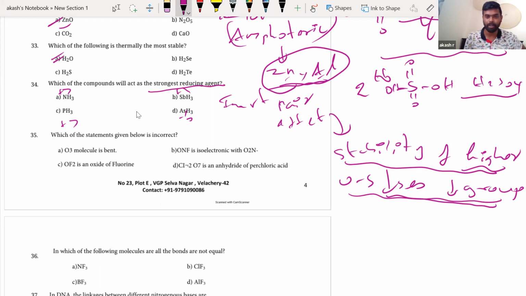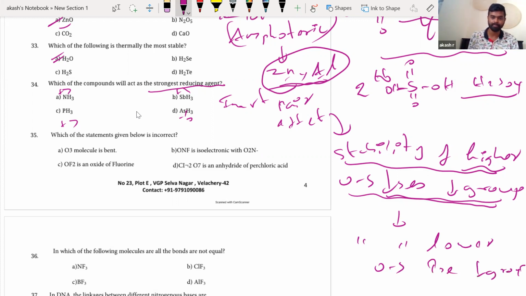Anyways, so this is what I have. That means I can write the other way around: stability of lower oxidation state increases down the group. That is what the inert pair effect is. Now you see all of them are in +3. Now if stability increases, one second here.